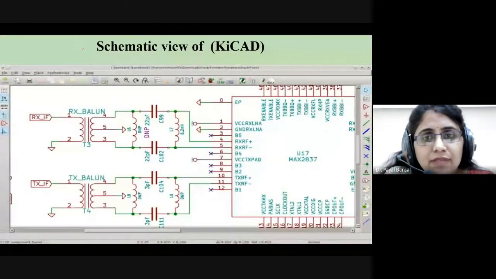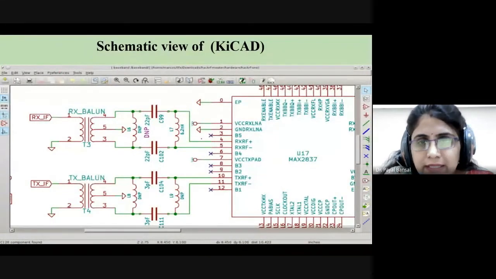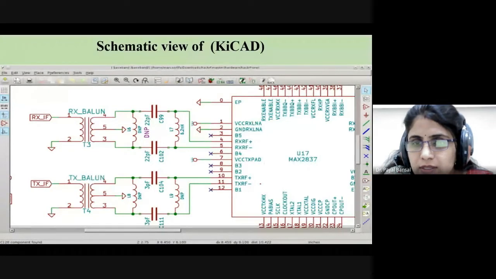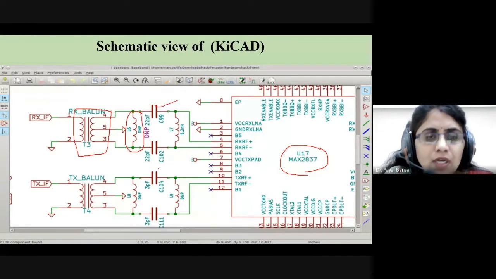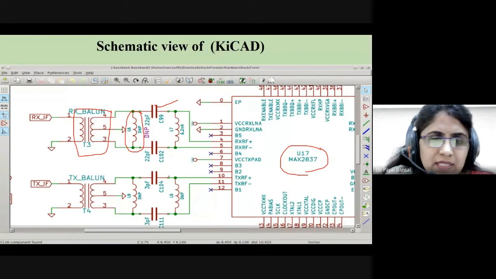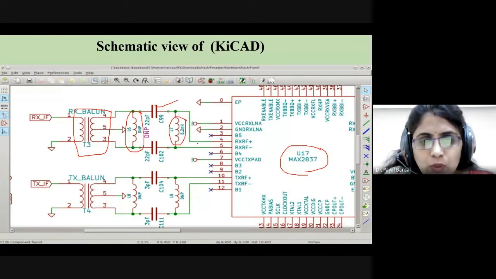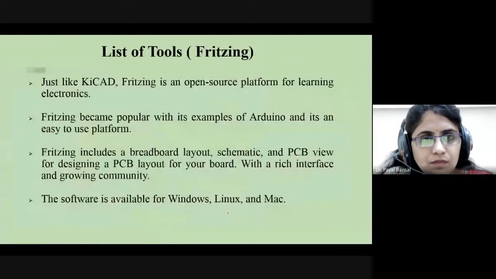The schematic view of KiCad looks like that. If I'm having the layout or the pin diagram of that particular system, that is the UX Max 2837, and these are the different types of components over here. This is the transformer. Here we are using a conductor and a capacitor of 22 picofarad. A capacitor is here, an inductor is here of 6.2 nano Henry. So this is the schematic view of the KiCad tool.